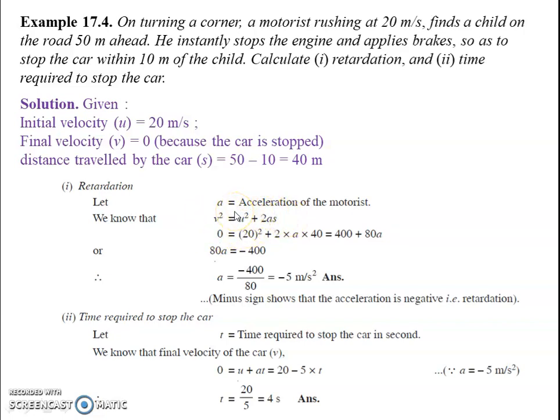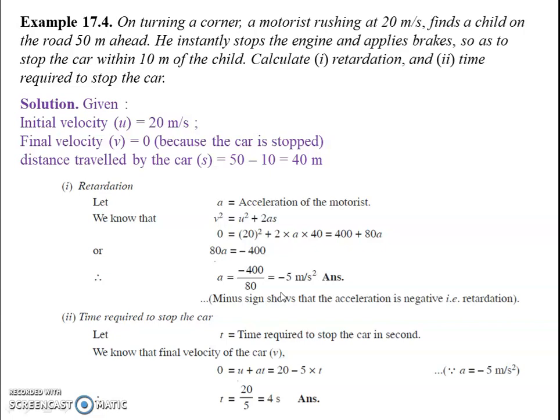So here final velocity is 0, initial velocity u is 20. Acceleration I don't know, this is the only thing I have to find, acceleration or retardation. Then s is known, s is 40. I substituted here, then it works out to be 0 = 400 plus 80a. Then I will take 400 to this side, it will become minus 400. Then acceleration is equal to minus 400 by 80, it works out to be minus 5 meter per second square. That minus sign shows retardation.